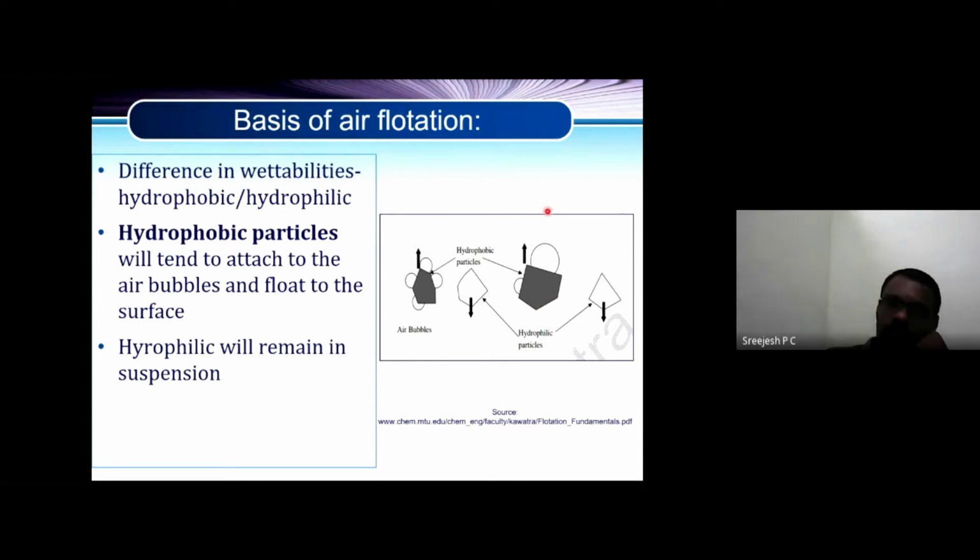They will float. They will be rising to the surface of the column and they will float. But at the same time, the hydrophilic particles will remain in the suspended form, remaining in the broth. So the hydrophilic will remain in the suspension, but the hydrophobic particles will attach to the surface of the air bubble and rise up the column. This is what is happening when we are doing the air flotation process.